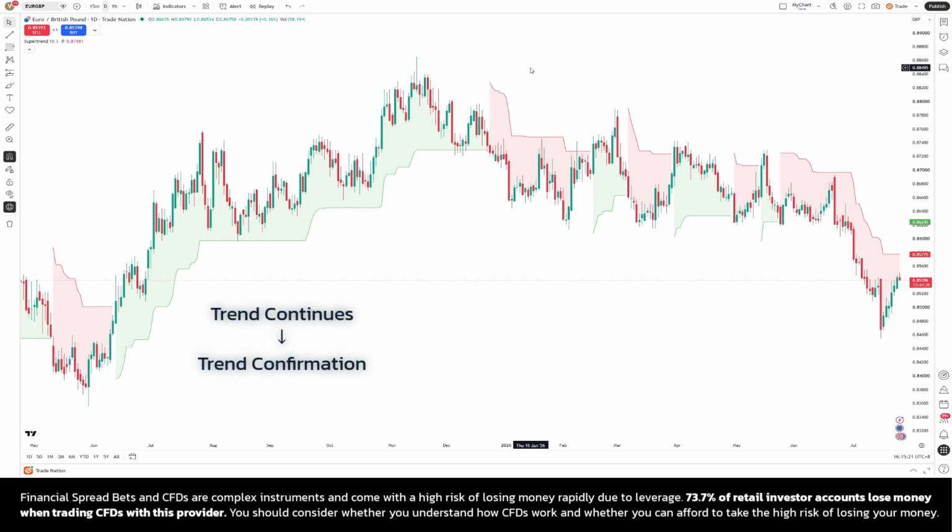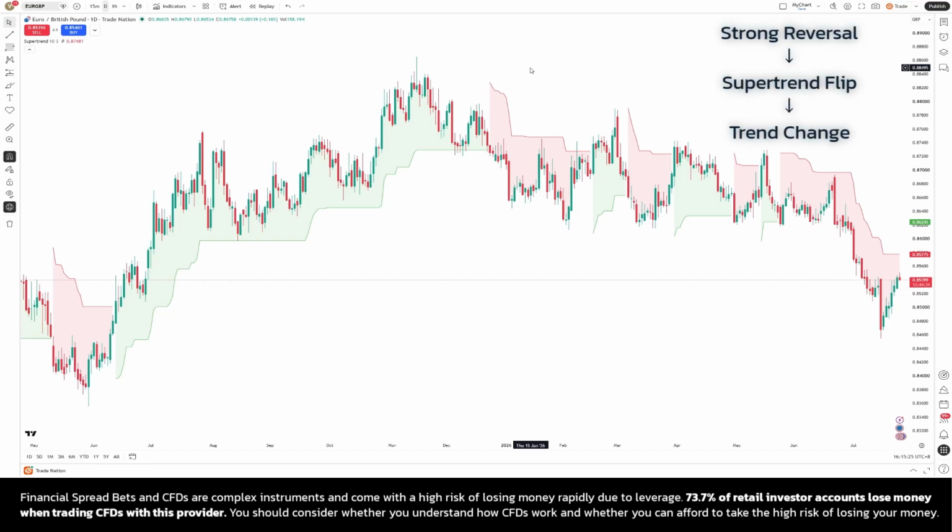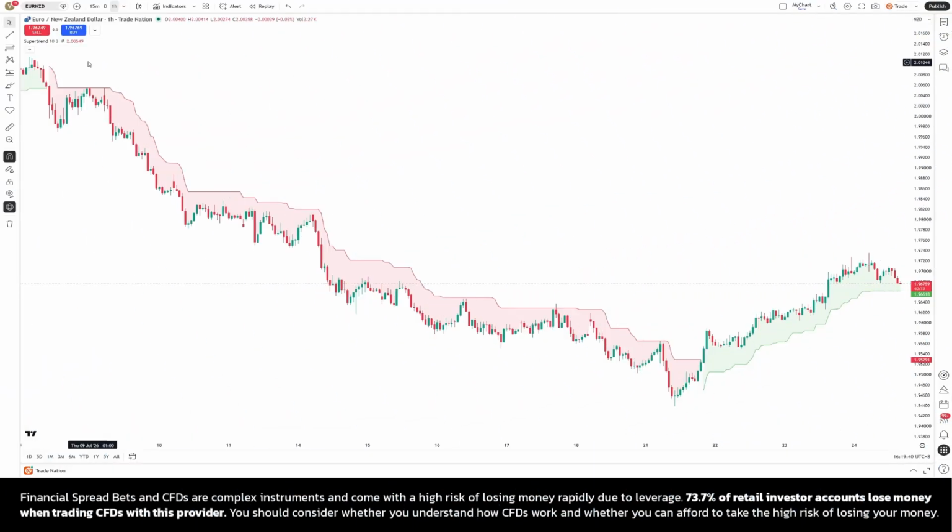When price continues in one direction, the line can help maintain that trend view. When price reverses strongly enough, the line changes position and signals that the market structure may have shifted. The settings control how sensitive the indicator becomes.